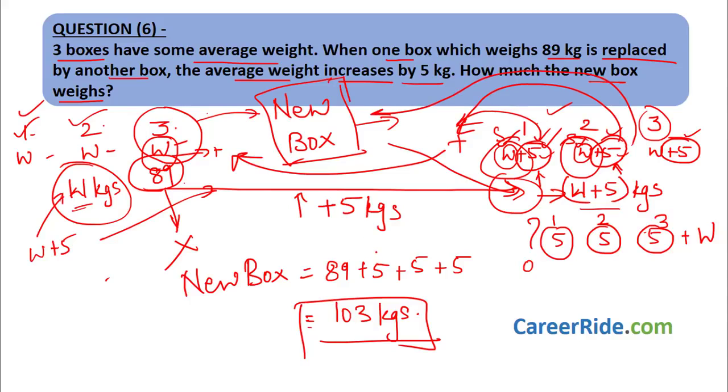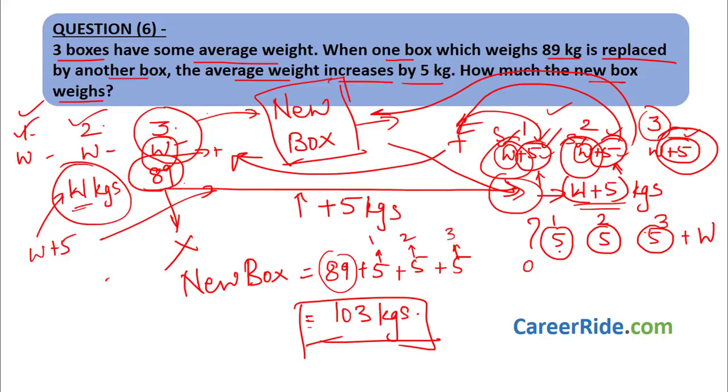They should get the extra weight from the new box, right? So the new box should have the extra weight of 5 kg for box number 1, extra weight of 5 kg for box number 2, and also the extra weight of 5 kg for box number 3, that is itself. And what is the original weight of the box which was replaced? 89. Even that should be compensated because we are replacing it, so 89 should be there. So when we add this, we get 100 kg. So now when the new box is 103 kg, then only the average increases by 5 kg, right? You can even calculate and see it.